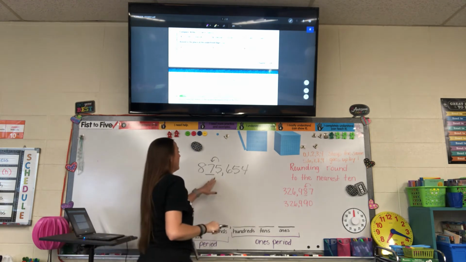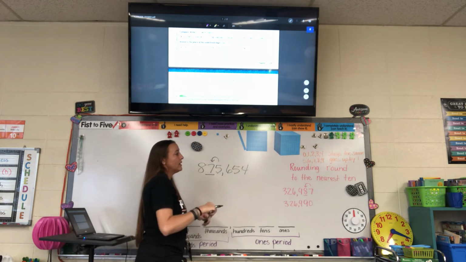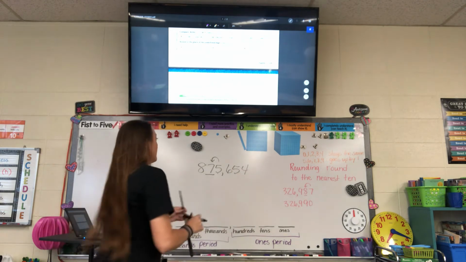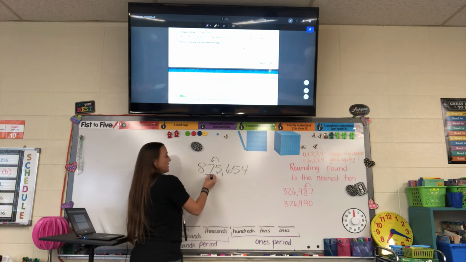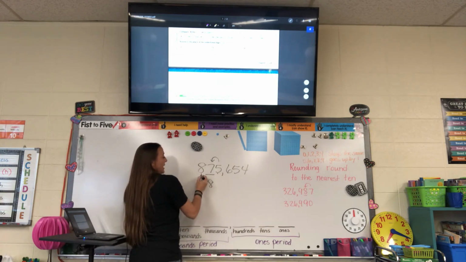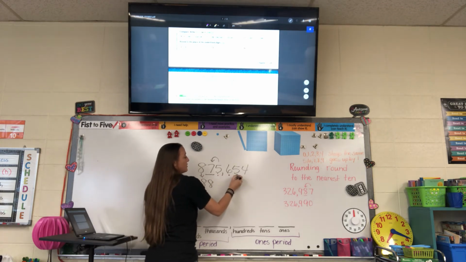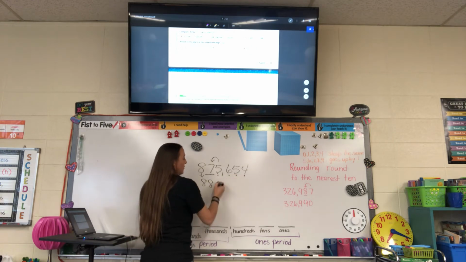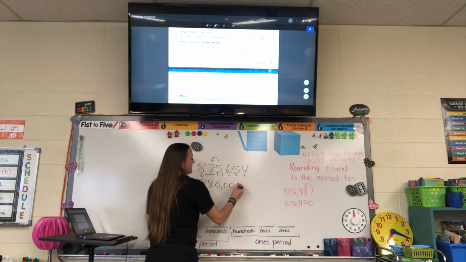So 5 or more raise the score. So that means 5, the boss number, tells 7, go up, okay? The 8 in front stays the same. Everything else becomes a 0. So there's 1, 2, 3, 4 numbers that become zeros.